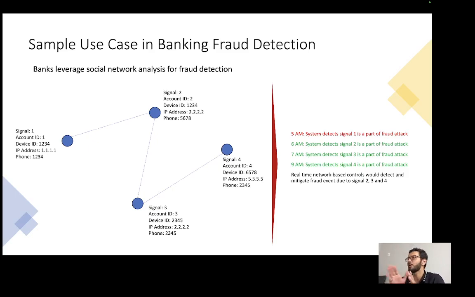As you can see, signal 1 and signal 2 have the same device ID. Whoever is logging in, whoever is trying to access account 1 and account 2, is doing it using the same device ID. Similarly, between signal 2 and signal 3, you can see that they have the same IP address, and signal 3 and signal 4 have the same phone number associated with the account.